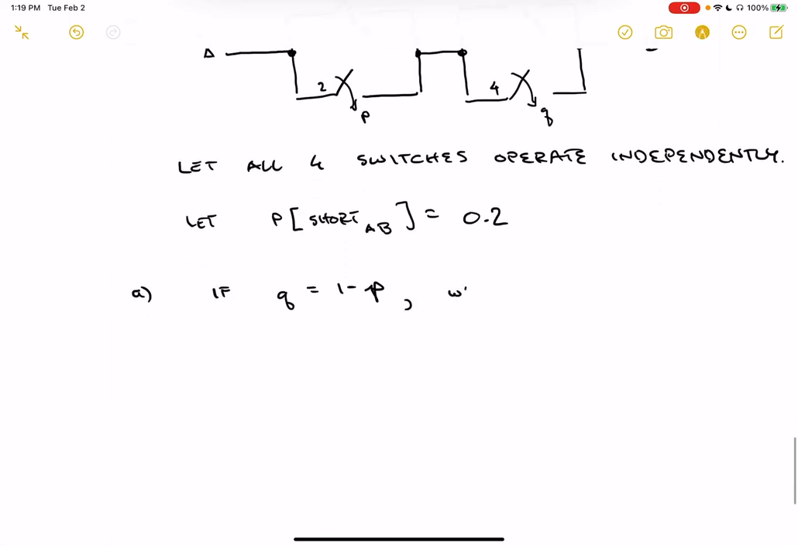And then I'm going to say what P, and if you know this P, you're going to get the Q then, results in probability of that short between those two points, AB, being equal to 0.2, right? So I would like to establish the close probability on those first two switches such that if the second two switches operate in a complementary sense, the overall short probability of this configuration of a series of two parallel switches ends up being 20%.